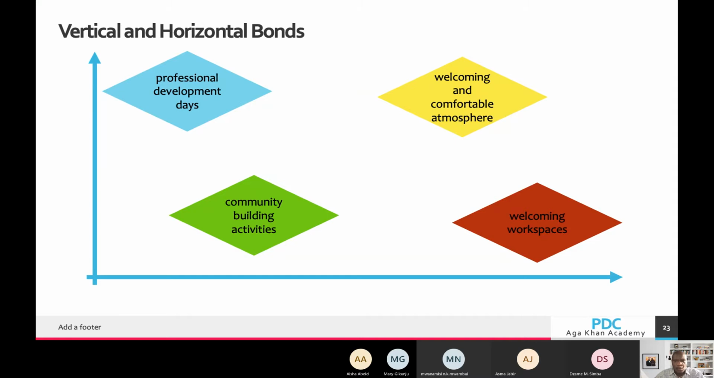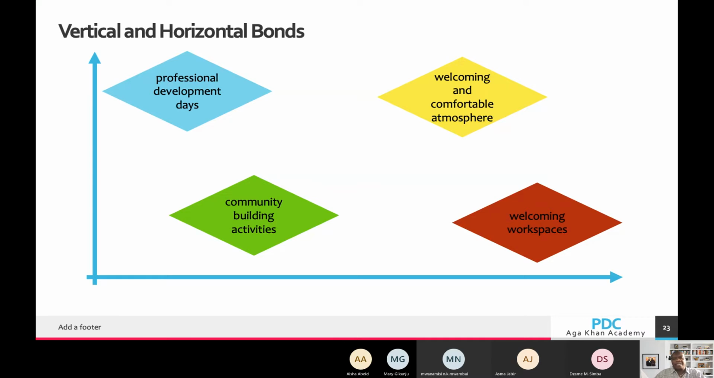So as school leaders, you can contribute to building strong horizontal bonds of trust among your teachers and your staff. Intentional practices such as professional development days and community building activities are effective. Even less formal approaches, such as providing a welcoming and comfortable atmosphere and workspaces, can be conducive to strengthening horizontal bonds among the co-workers.